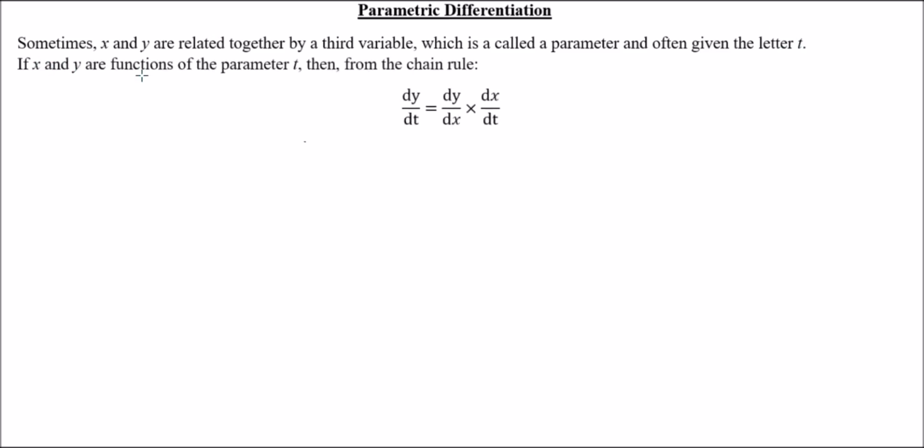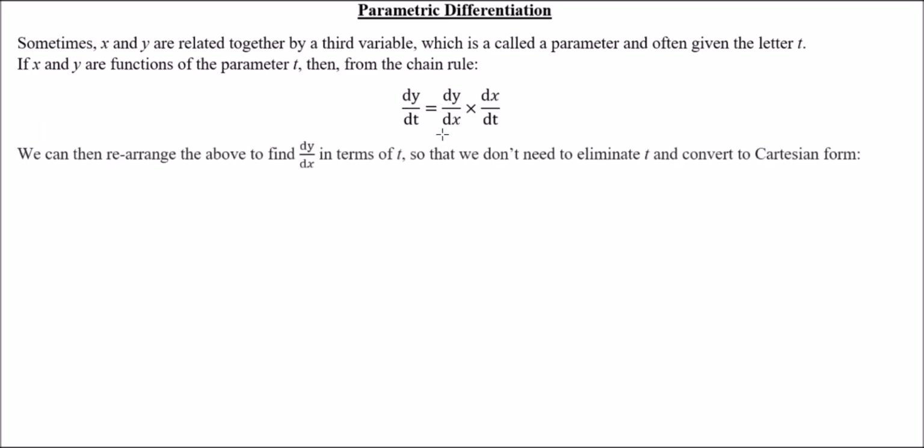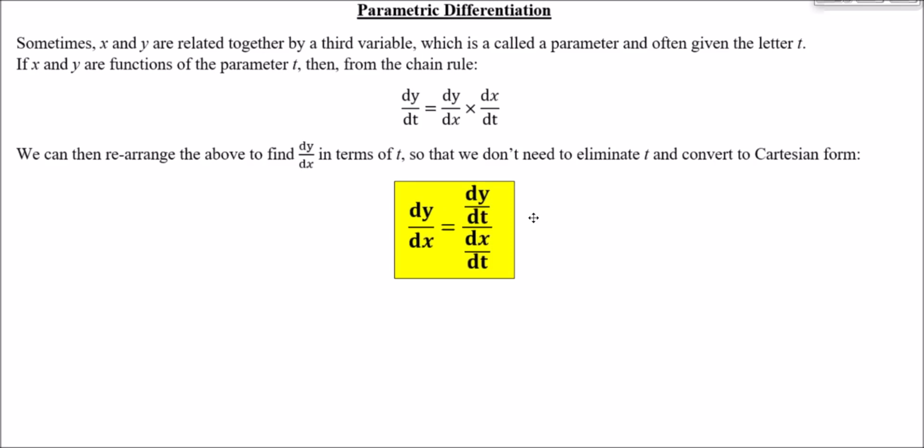So if x and y are functions of a parameter t, then we can use the chain rule and say that dy by dt, y differentiated with respect to t, is dy by dx multiplied by dx by dt. That can then be rearranged so that dy by dx is just simply dy by dt divided by dx by dt. And so that is how we can get dy by dx in terms of t. Just dividing through by dx over dt gives us this here. We can now use this result in practice and tackle some worked examples using it.